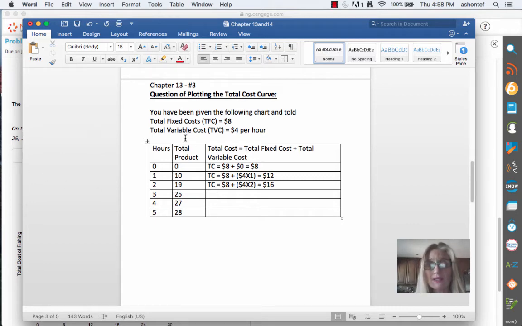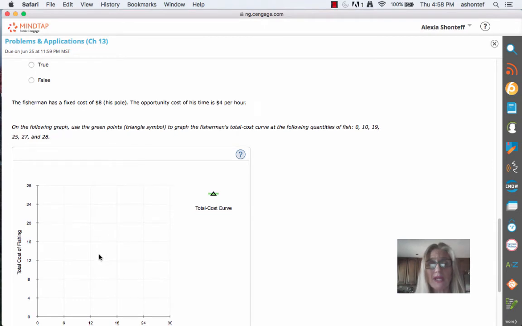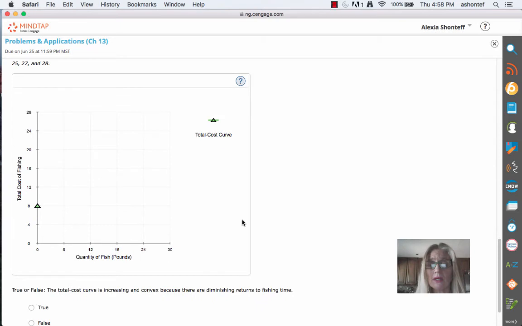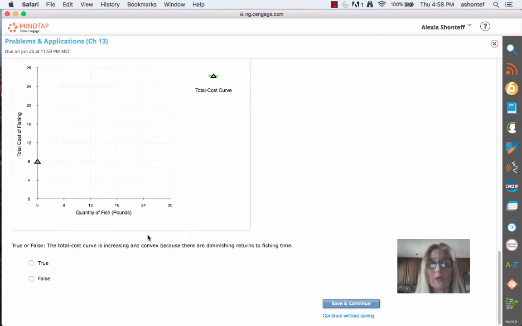And then from this information, we would now be able to plot our total cost curve. And you're just going to click using your mouse and then put the little point in place. So for example, the first point would be at 0 units of output, we would have $8 in costs. And you would just keep going. And then you would answer the question.